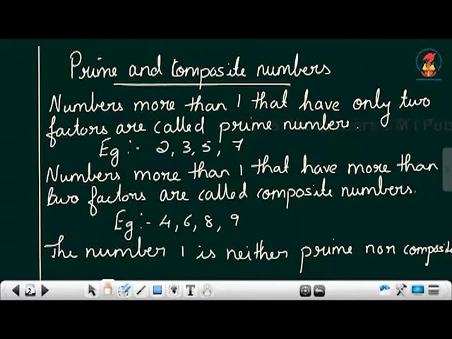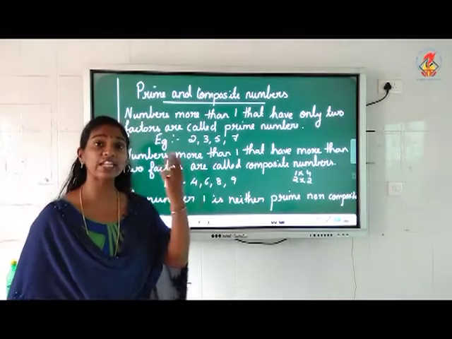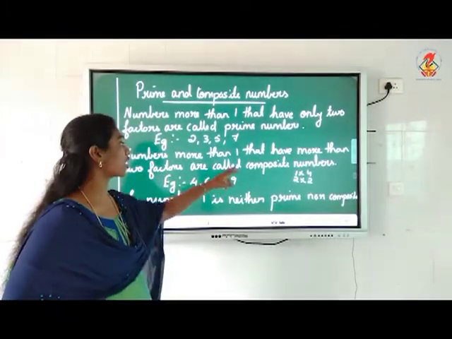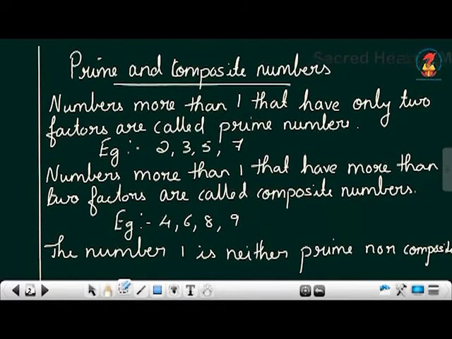Then numbers more than 1 which are having more than 2 factors. If you take the number, see here the number 4 is missing, right? What are the factors of 4? 1 into 4 is 4, 2 into 2 is also equal to 4. So, what are the factors of 4? You have 1, 2 and 4. The factors of 4 are 1, 2 and 4. There are 3 factors. So, the numbers that have more than 2 factors are called composite numbers.